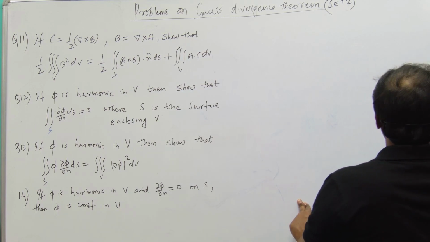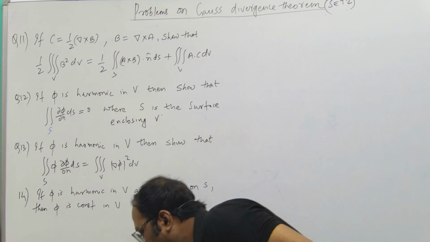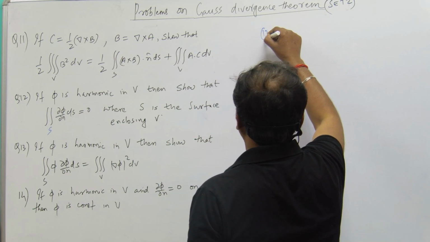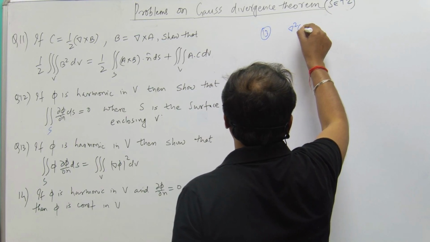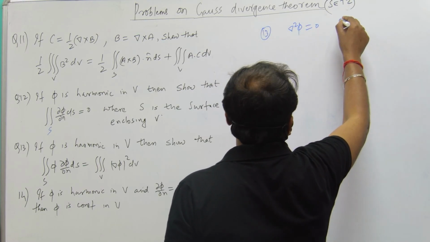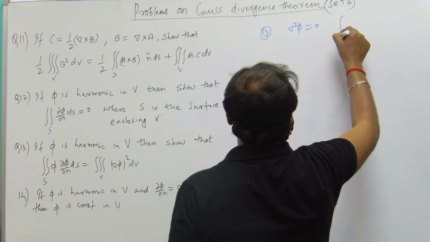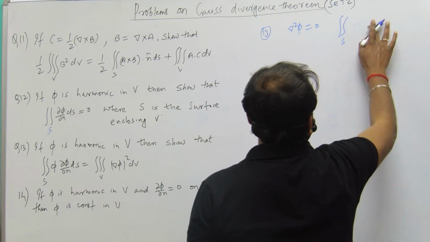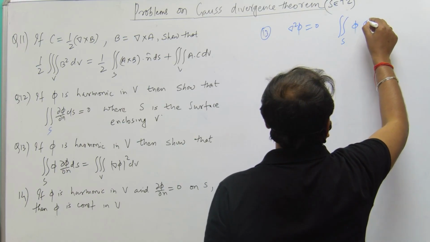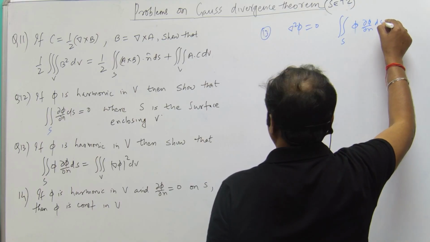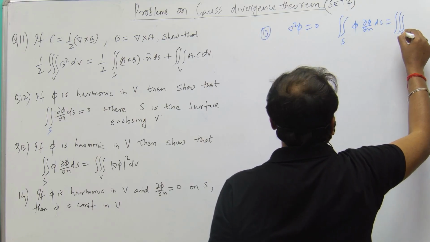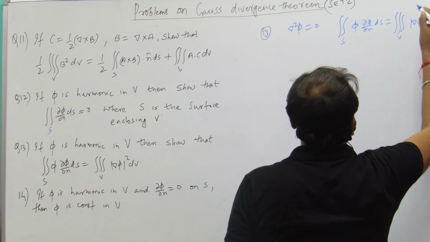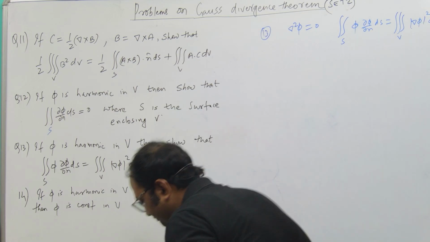So what is given in the question? We have phi is harmonic in V. Question number 13: phi is harmonic in V. This means del square phi is equal to 0. And we have to show that the surface integral of phi times del phi upon del n into ds is equal to the triple integral of mod del phi whole square dv. Let us show this.